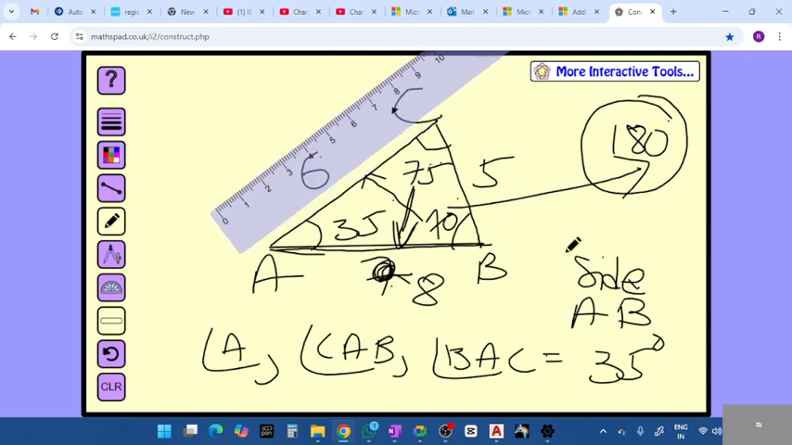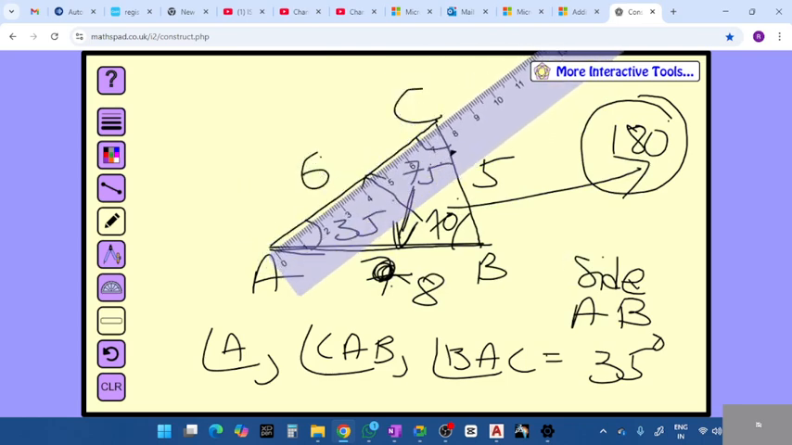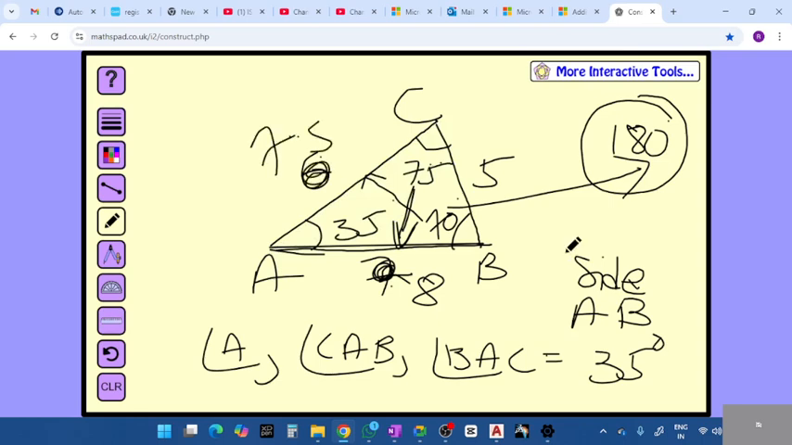Next, AC. Tell me the value of AC. 7.5. Now tell me which one is greater here. Which side is greater? 8, 7.5 or 5? 8 is greater. Next, 7.5 and 5.